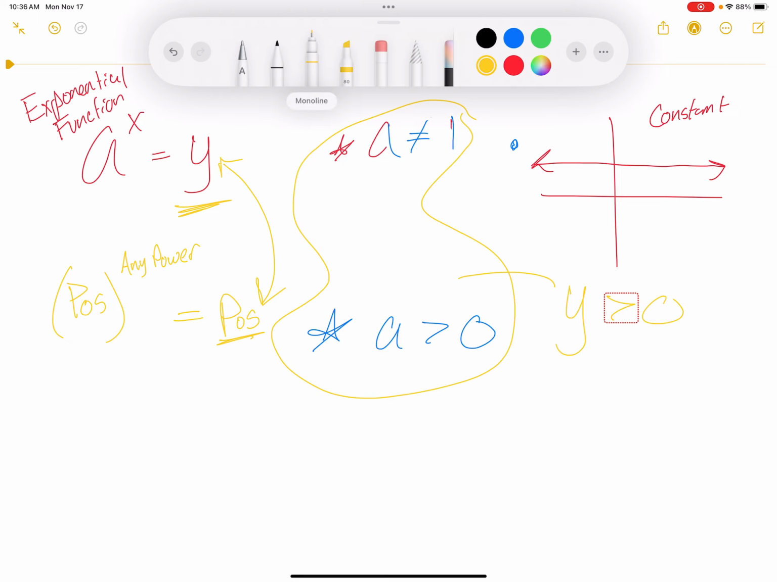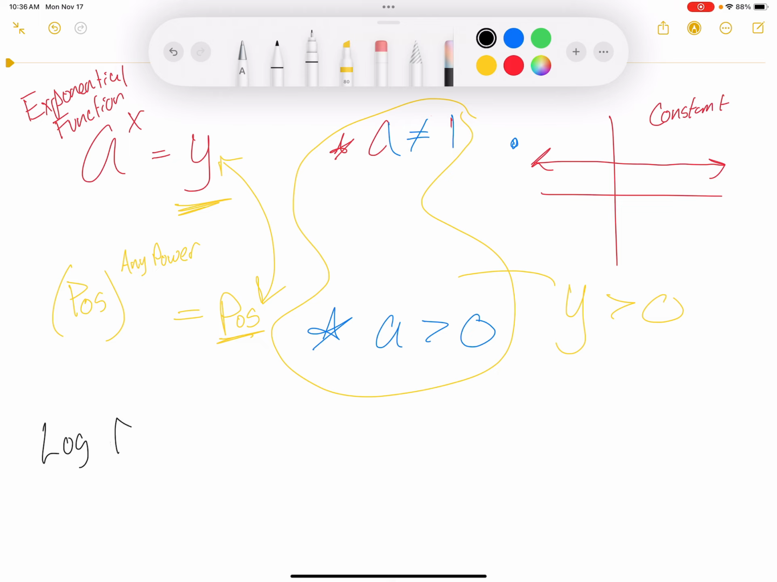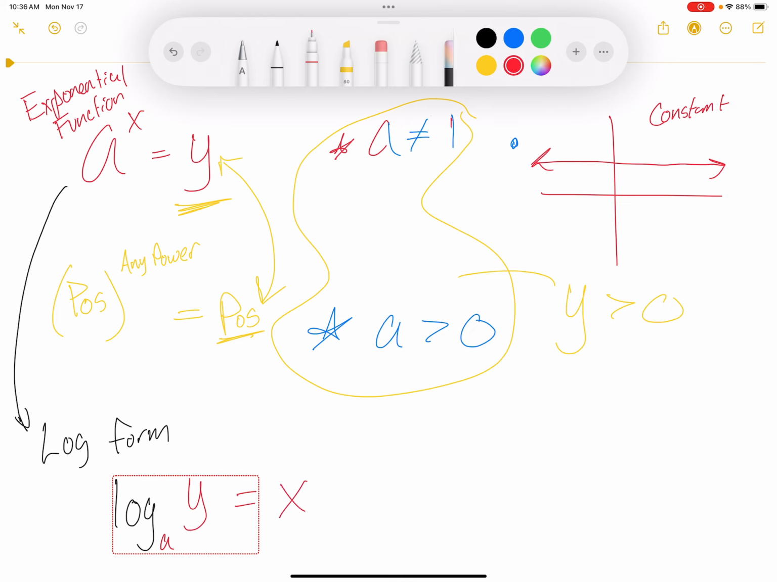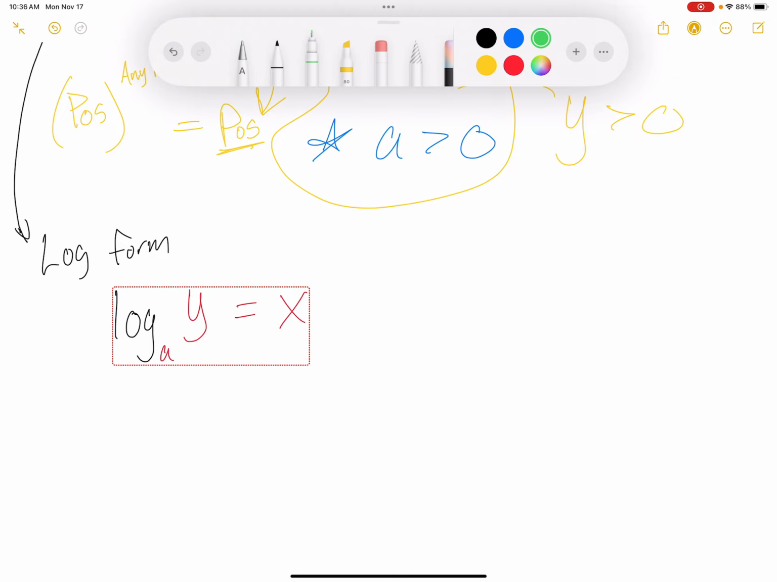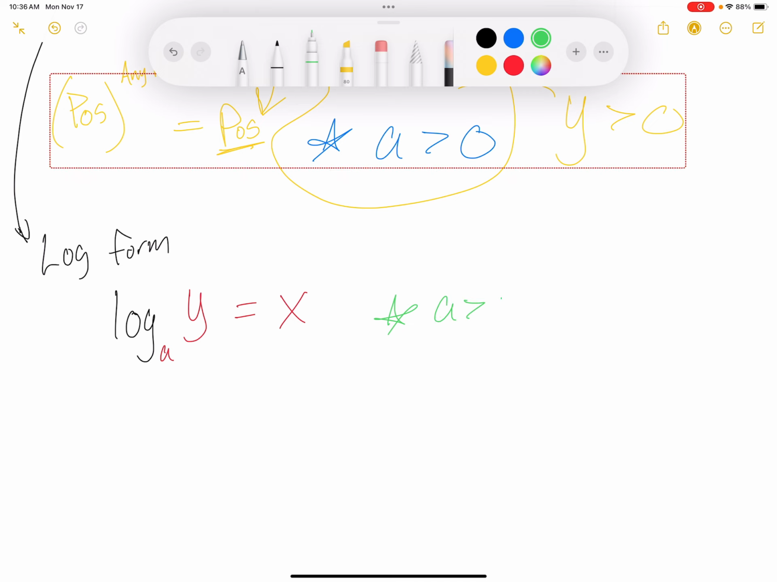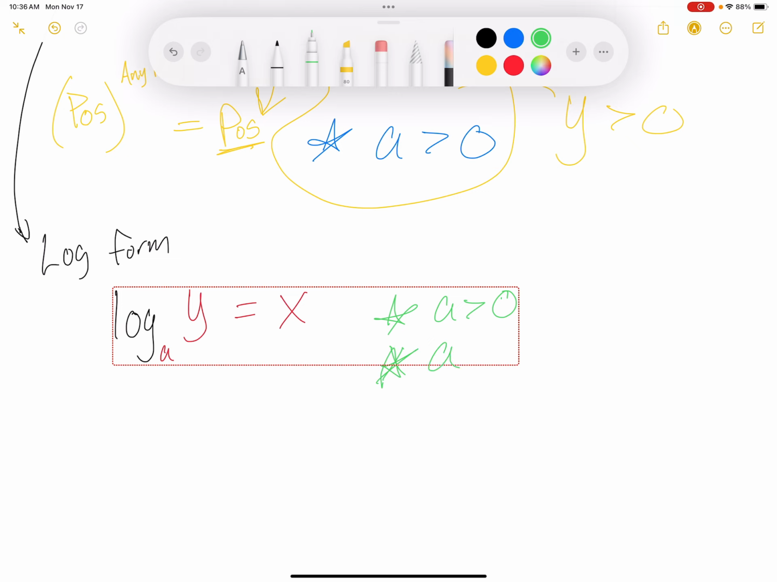How does that change for log functions? Well, let's switch this to log form. If I switch the form to log form, it becomes log base a of y equals x. So, a couple things now. We still have the same limitations. Number one, a is greater than 0, and also a is not equal to 1.